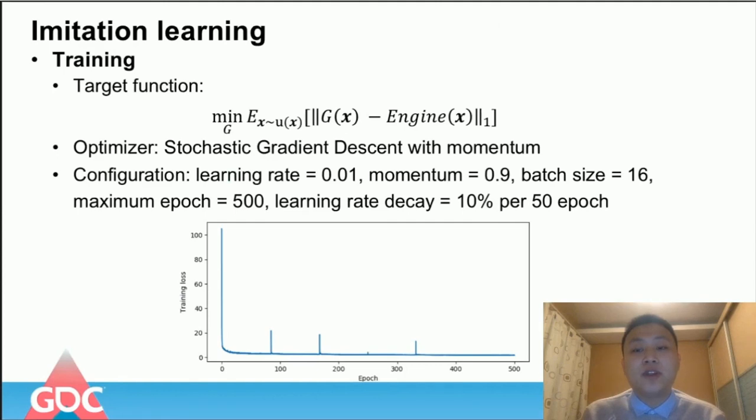Furthermore, we use L1 norm to define the distance between the training images and the network outputs. And then we use the stochastic gradient descent method with momentum to optimize the weights in our imitator. Based on our experiments, it's quite easy to train such a network because the texture of game characters is much simpler than our skin.